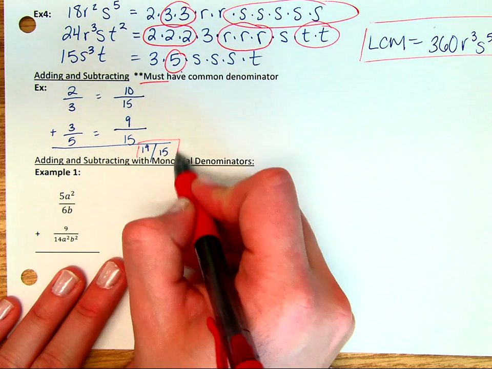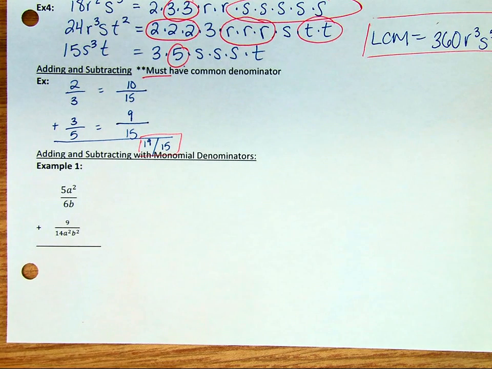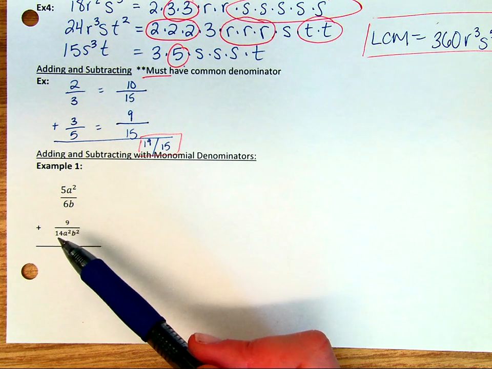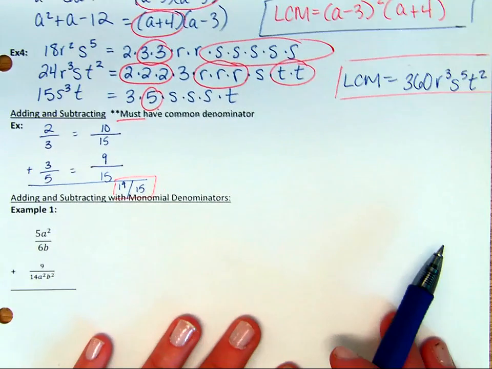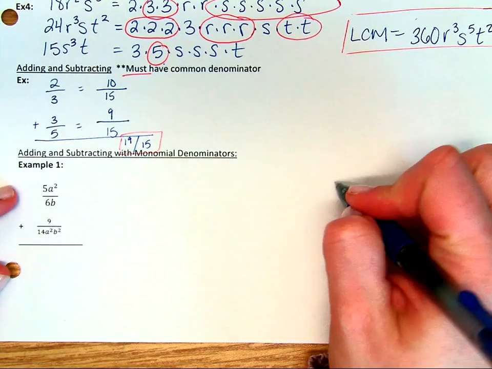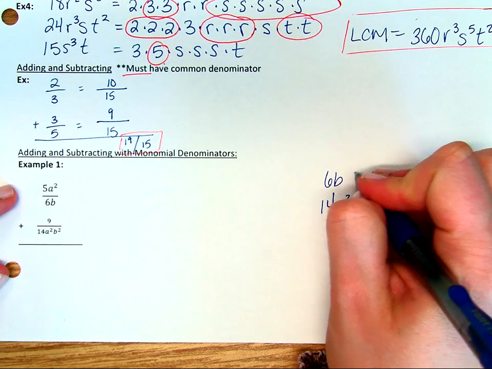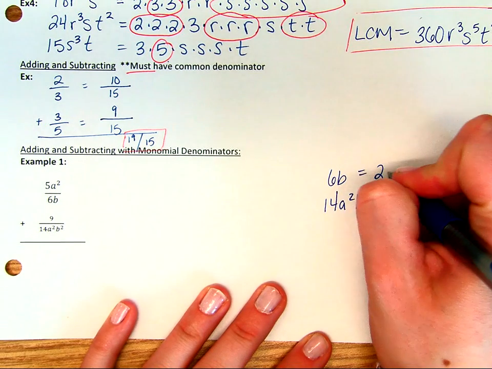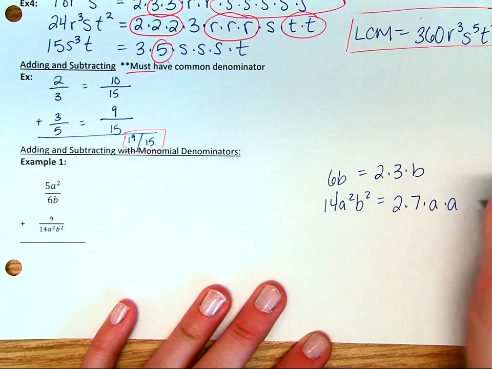Okay, so a similar idea holds for when I'm adding and subtracting with monomial denominators, like this. Clearly my denominators are not the same. Since you might not know the least common denominator right off the bat, I'm going to go over here and do some side work, using this process to figure out the LCM or LCD. I've got 6b and 14a squared b squared. So expand both of those. 6 would be 2 times 3 times b. 14 would be 2 times 7 times a times b times b.